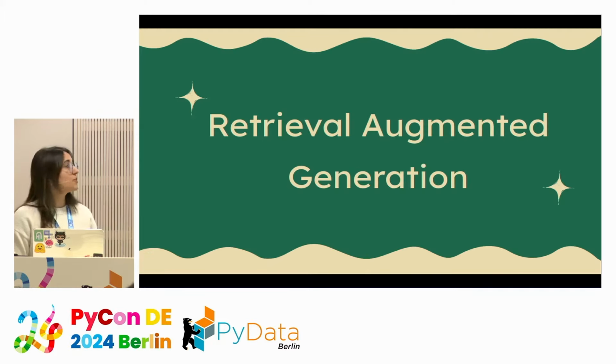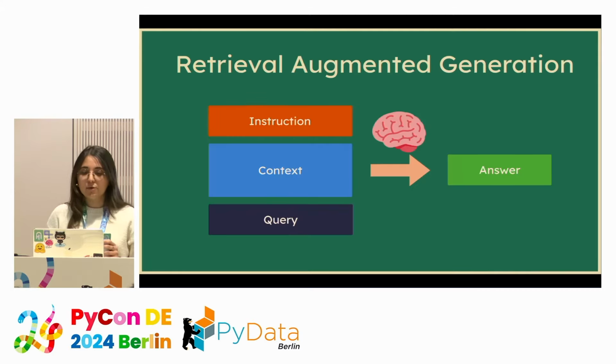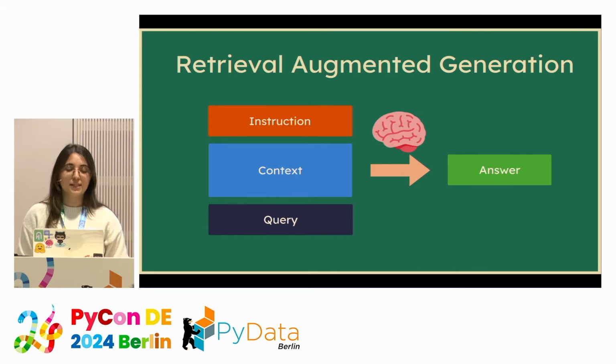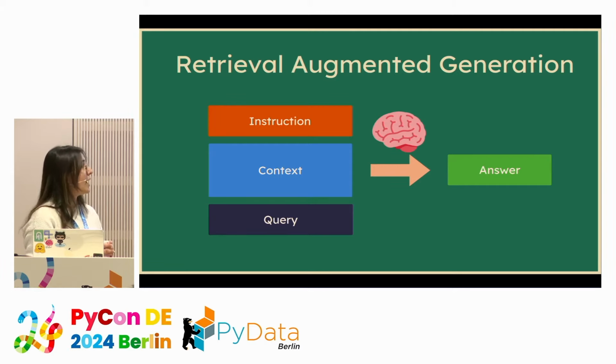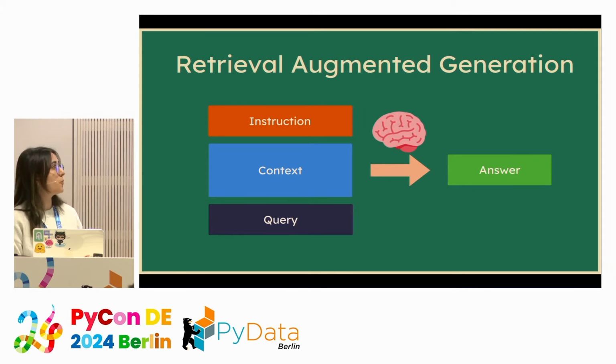But we came up with a solution to this sort of problem, and the solution is called Retrieval Augmented Generation. And what we do with this method is, basically, instead of just providing the query to our LLM, we provide some instructions, some context, and then the query. And with this type of prompt, our LLM will become capable of answering the question.